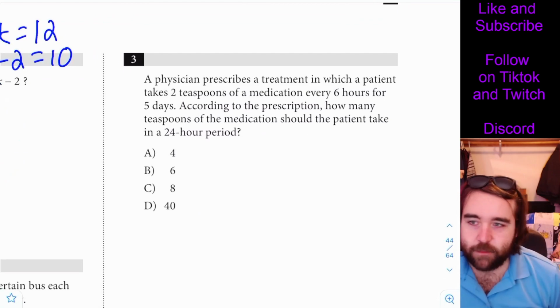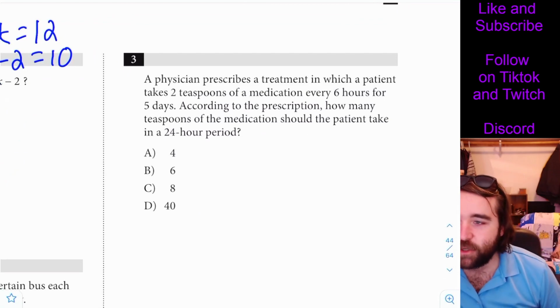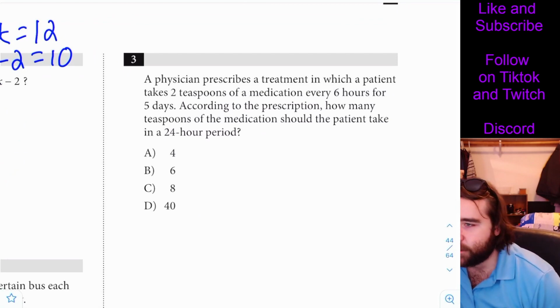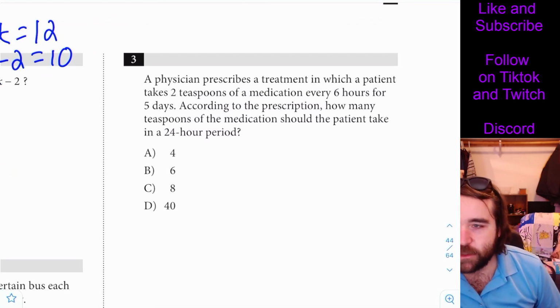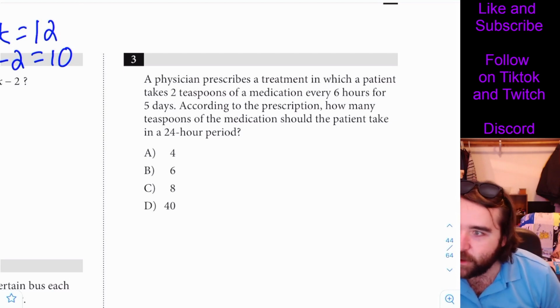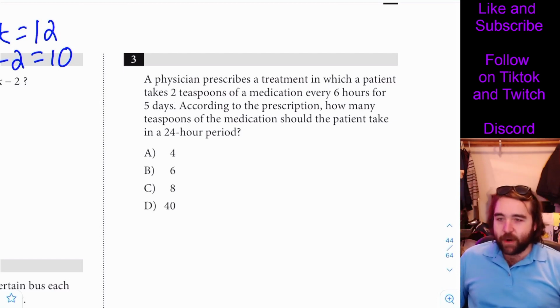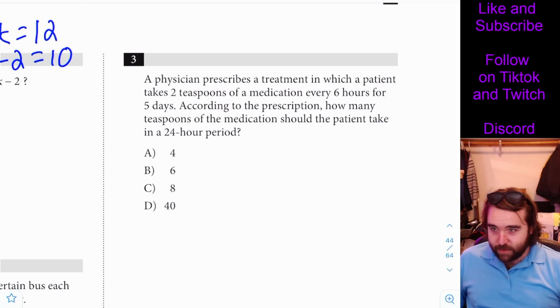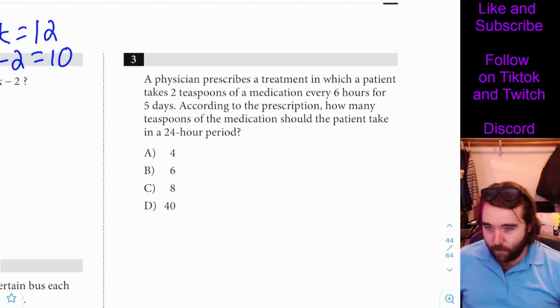A physician prescribes a treatment in which a patient takes 2 teaspoons of medication every 6 hours for 5 days. According to the prescription, how many teaspoons of the medication should the patient take in a 24-hour period? Are they throwing a +1 error on here for us? Ooh.